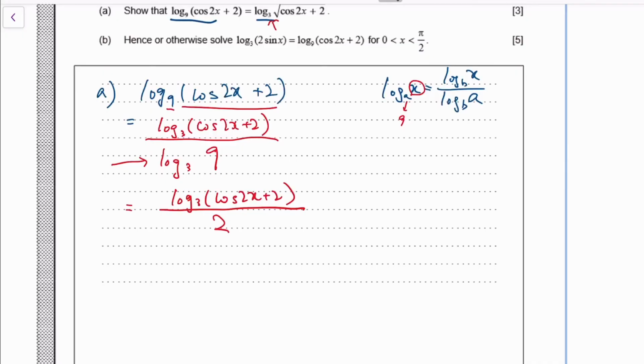Okay, in case you don't know, that's because log really means the base to the power of what would give you 9. The question is 3 to the power of what is 9? And the answer is 2. That's why log 9 base 3 is 2.